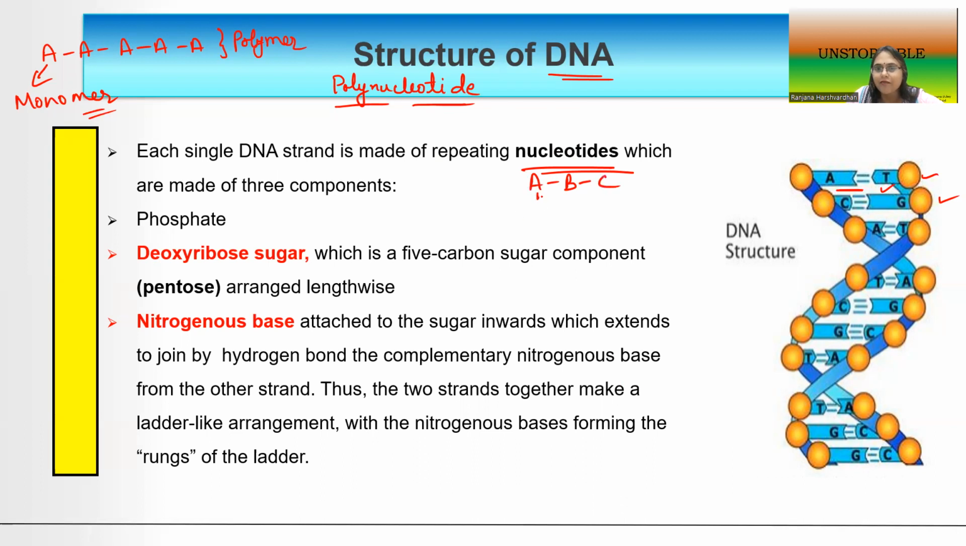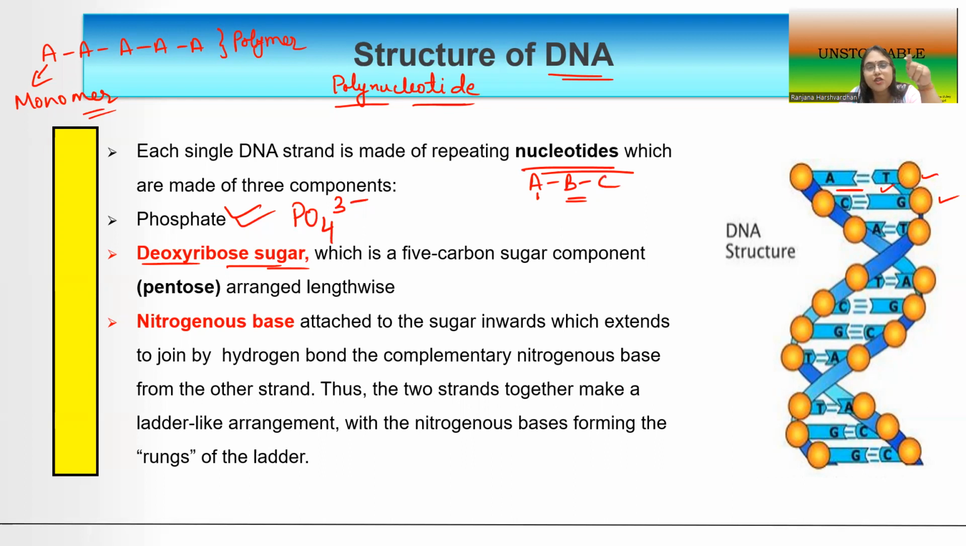Now this A represents phosphate. What is phosphate? PO4, 3 minus radical, with a charge of 3 minus. Then what does this B represent? B represents a sugar which is called deoxyribose sugar. Now sugars are carbohydrate molecules. They may be of various types. They may be made up of 3 carbon atoms, called trioses, 4 carbon atoms, tetroses, 5 carbon atoms, pentoses, 6 carbon atoms, hexoses, heptoses, and so on. So the DNA particularly is made up of a deoxyribose sugar.